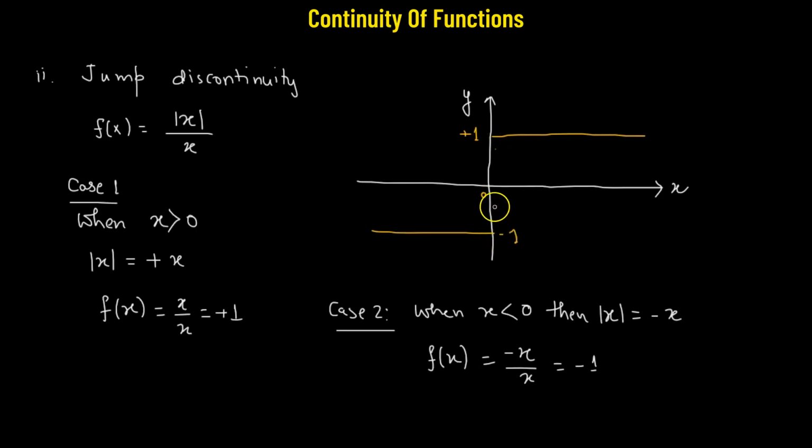However, we need a single answer. It cannot be both. So that means there is a discontinuity here. So let's put two holes here. Now, why is this called a jump discontinuity?